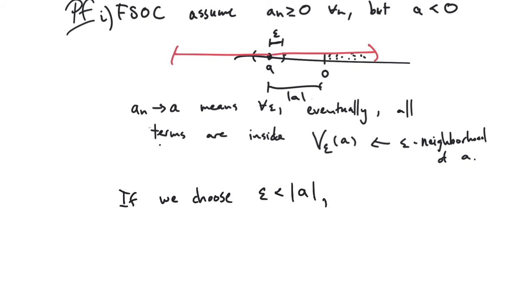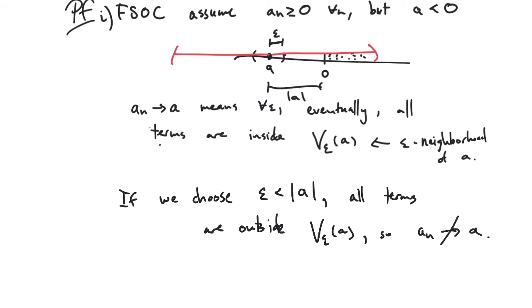So if we choose epsilon to be less than the absolute value of A, then it's obvious from the picture that all terms are outside this epsilon neighborhood, because they're all to the right of 0, which is far away. So a_n does not converge to A, and that's the contradiction, because the assumption was a_n does converge to A. All right, I'm glad to see the neighborhoods again for a few moments.